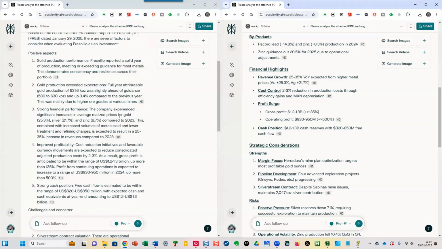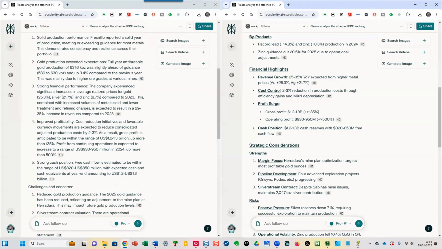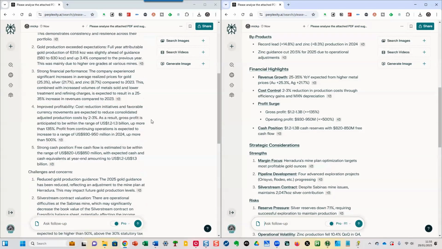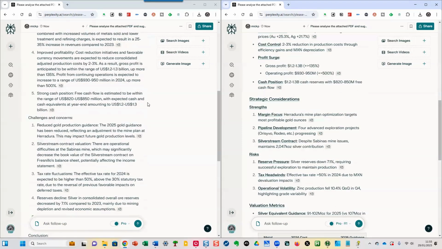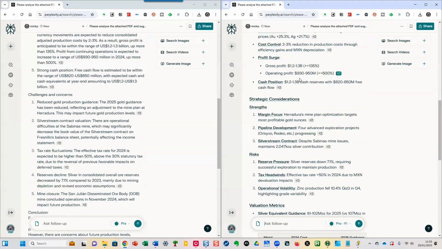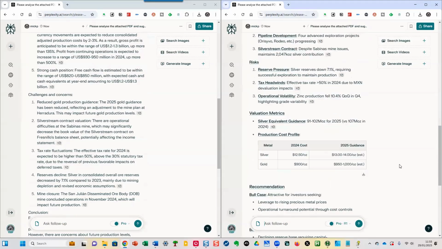Strong financial performance, experienced significant increases in realized prices for gold compared to 2023. Expected to result in a 25 to 35% increase in revenues. That's again for the full year 2024, which of course has just finished. So both have produced the same information by the look of it. Strong cash position, fairly similar. So it's picking that up from the report that I uploaded, and it's done a good job of summarizing that.